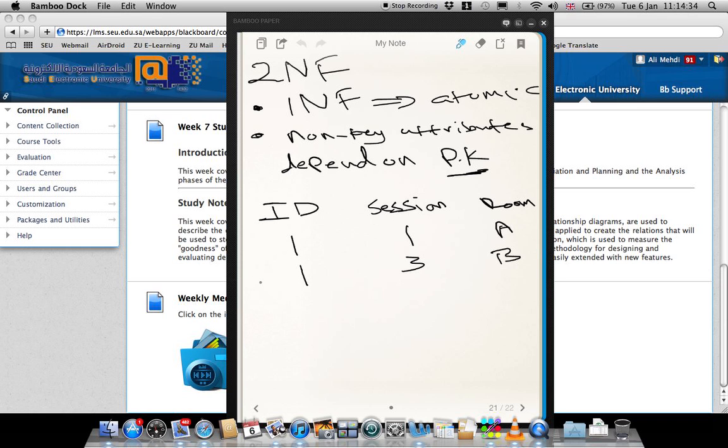So we'll have the second student whose ID is 2, okay, and let's say he's also in session 1, same session as before, and because it's the same session, it will also be room A, because obviously it's the same session, right? Okay, I think that's enough.